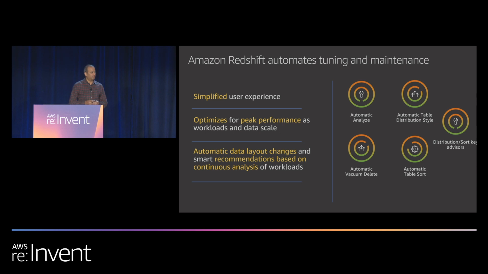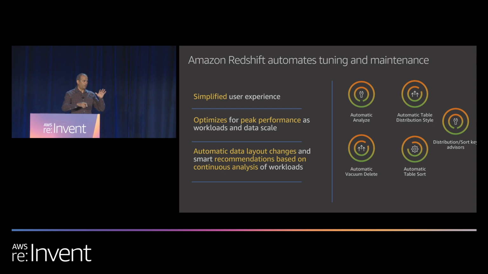Similarly, vacuum, think of it as a Roomba going around your house. Its vacuum job is also automated. When you delete some rows from your table, the tables are automatically compacted by Redshift. And if you add more data to the table, Redshift also now has automatic table sort. So if you keep on adding data to your tables, Redshift will automatically put them in the right sort order, and that speeds up your queries when they come.